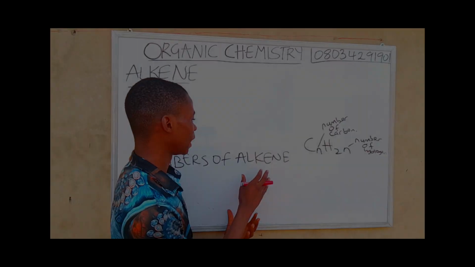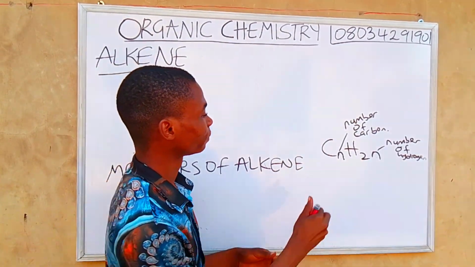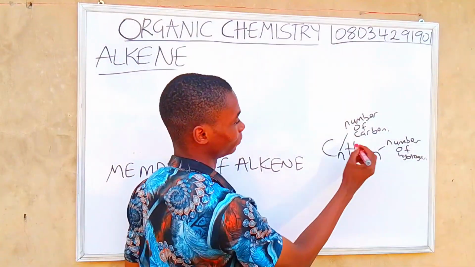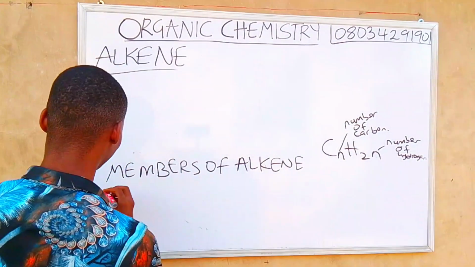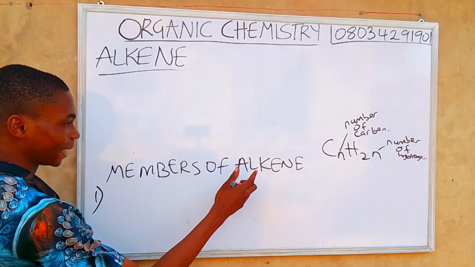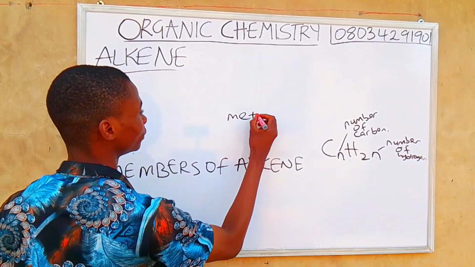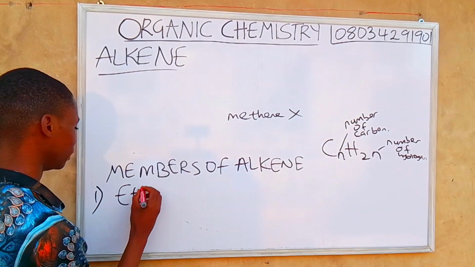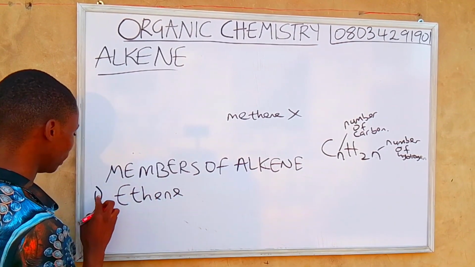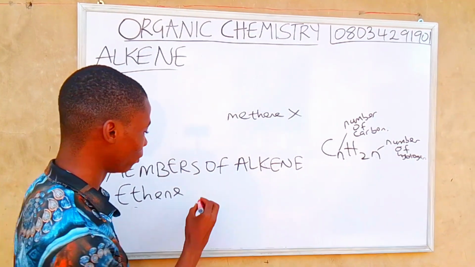Let's discuss the members of alkene. Because of the space, I already cleaned here. So this is the formula, number of carbon, and number of hydrogen. So let's start listing. Members of alkene does not start with methane. It is wrong. It starts with ethene. So let's start numbering from 2 because ethene has 2 carbon.